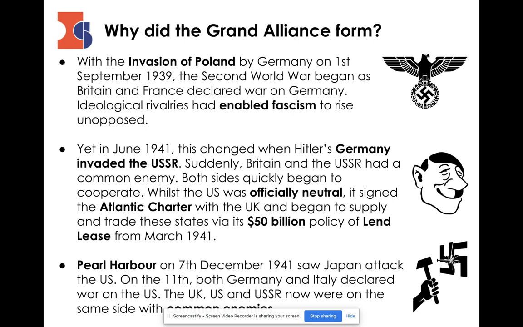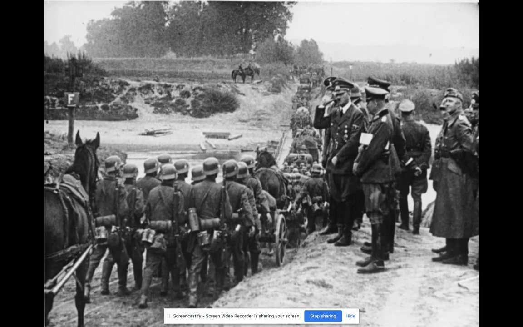The USA wasn't in the war, but that changed with Pearl Harbor. On the 7th of December 1941, Japan attacked the USA. Probably the worst mistake of his career, Adolf Hitler then declares war on the USA a few days later, and Italy as well. So now officially, with that declaration of war, the UK, the USA, and the USSR were now on the same side with common enemies. And you can see in the images here how it's that fear of Hitler and the fear of German fascist domination of Europe that drove these ideological rivals to becoming temporary allies.